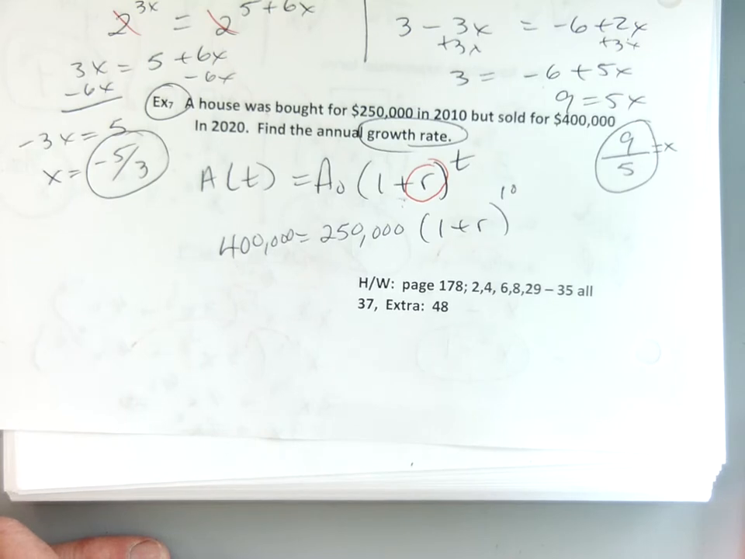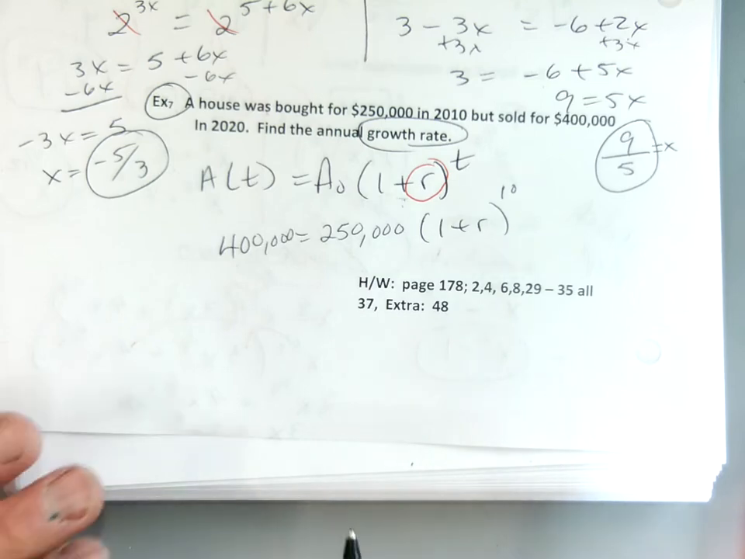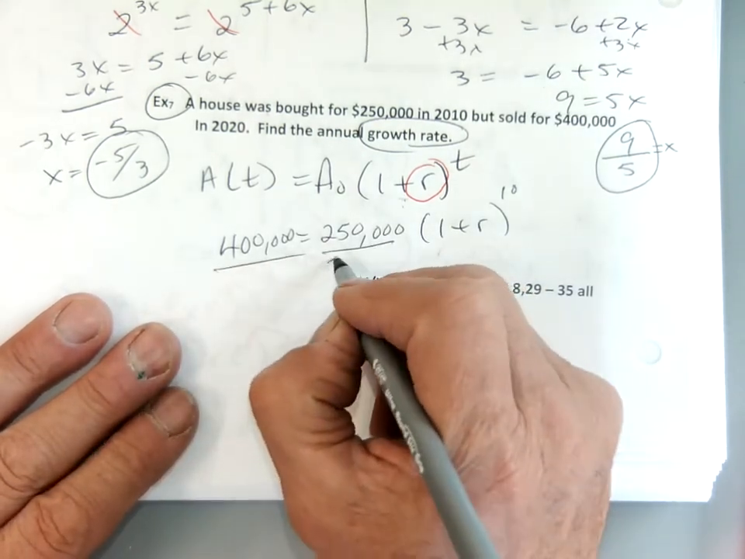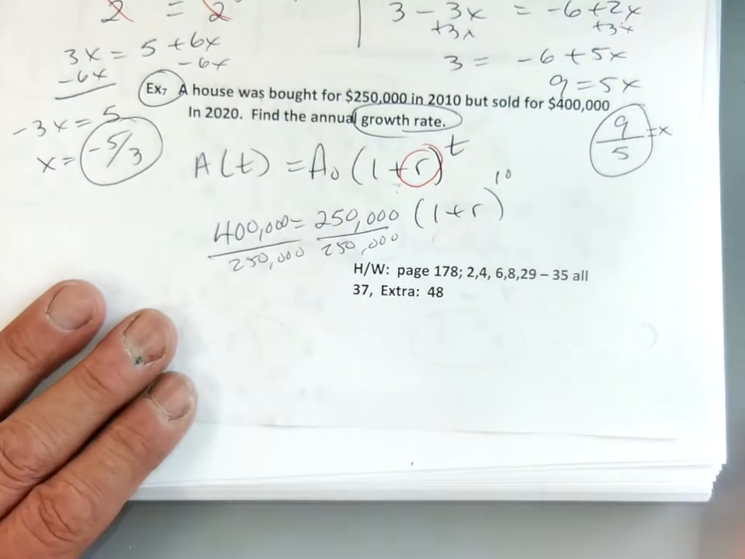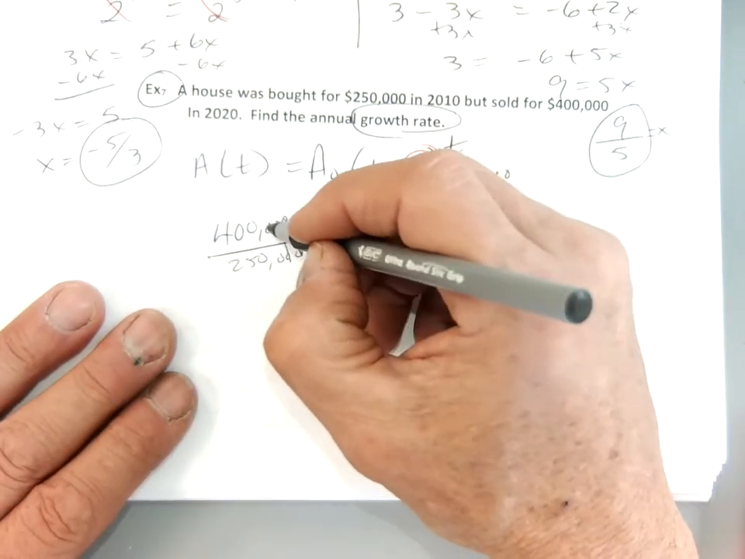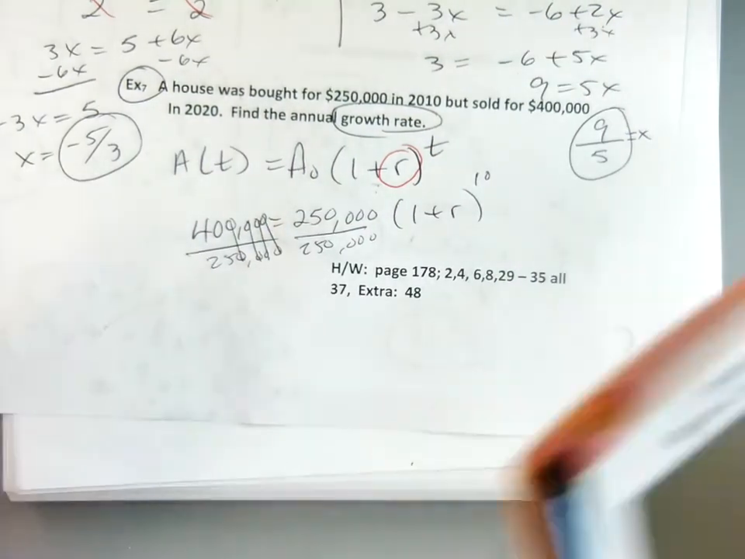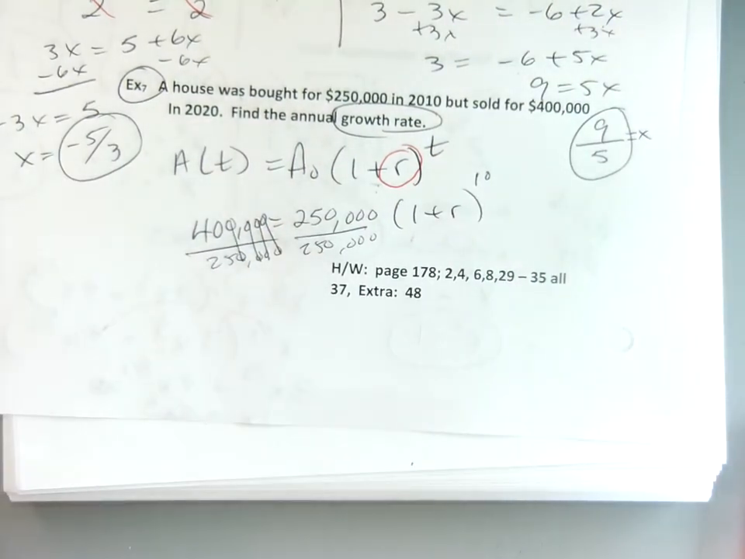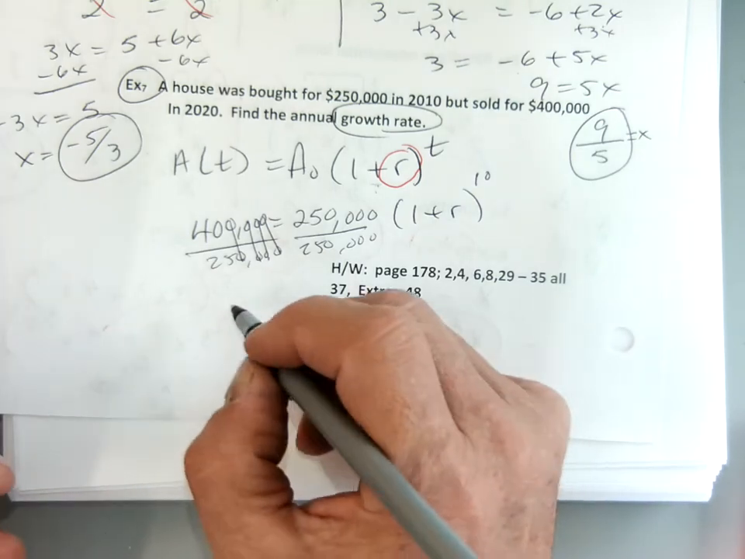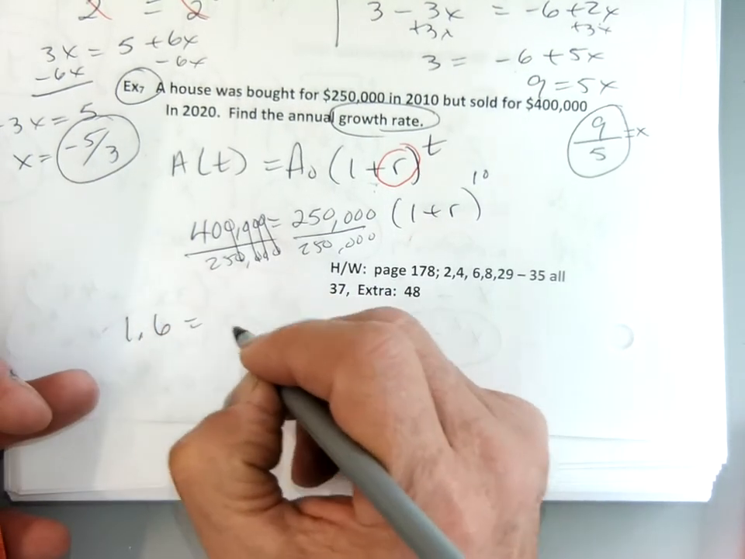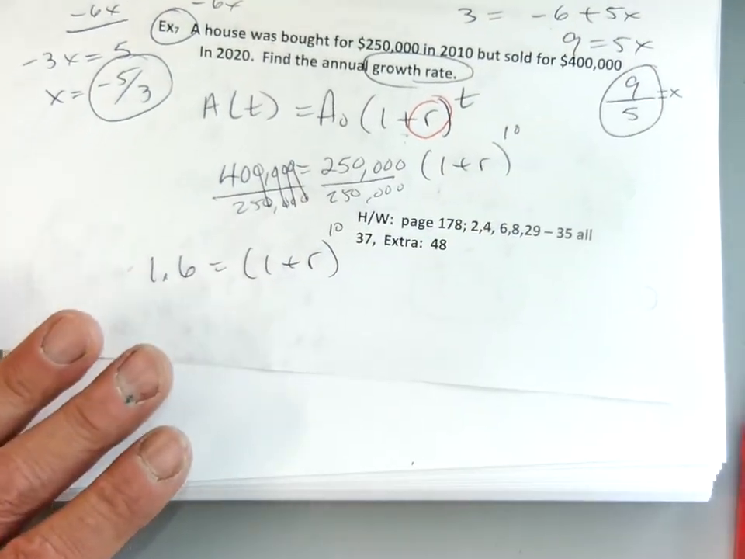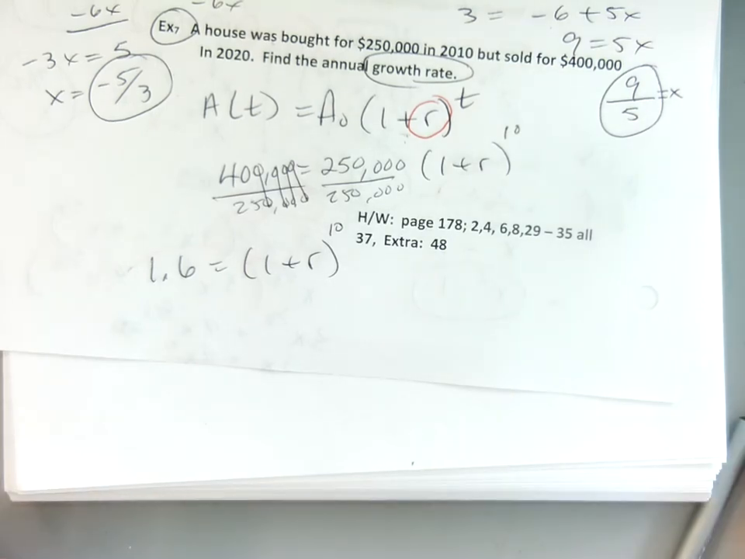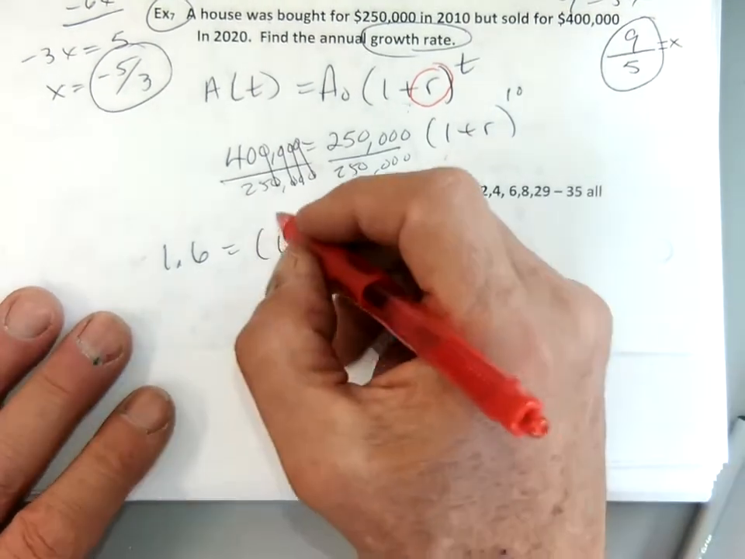Okay, now you have to reverse. Let's reverse it, solve it. So what's the first step we should do? Divide by 250,000. Cancel. What's 40 divided by 25? 40 divided by 25 is 1.6 equals 1 plus r to the 10th. Now what are we going to do? 10th root of it, right?